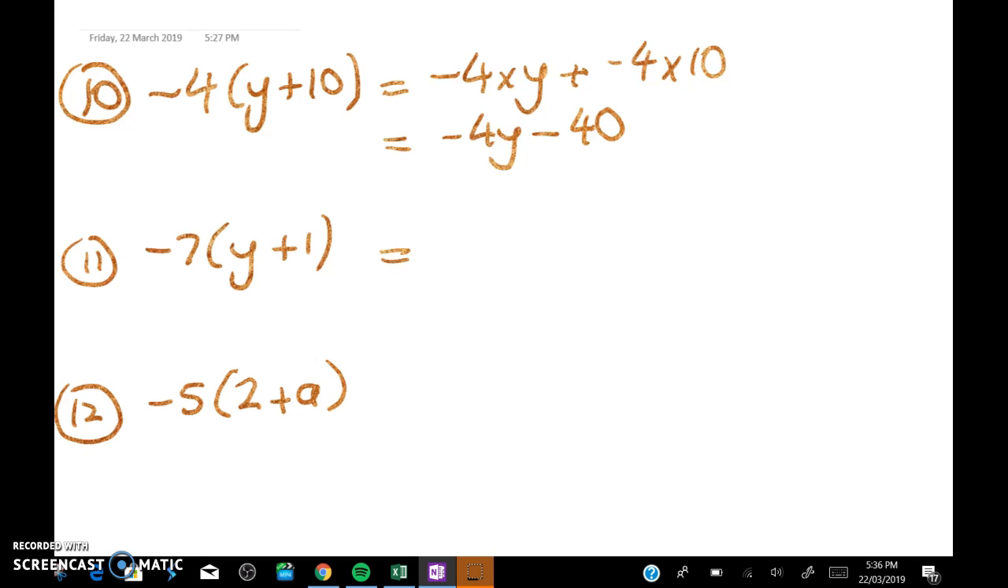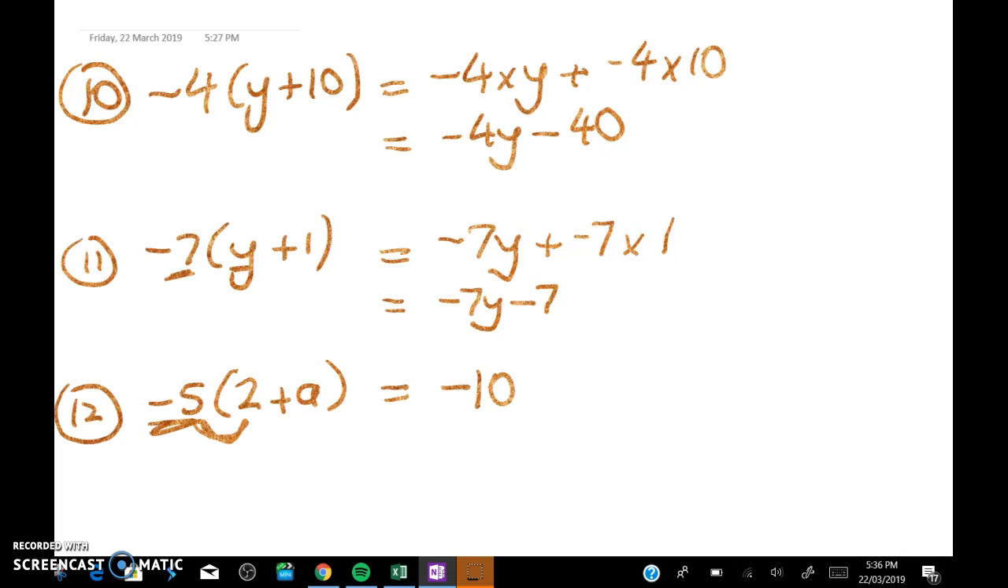The next one, negative 7 lots of y. I'm going to again start to drop the first line of working because we're getting more fluent at the skill. So it's negative 7y plus, I am still going to do that line of working, aren't I? Negative 7 times 1, giving me negative 7y, take away 7. Number 12, negative 5 times 2, here gives me negative 10.